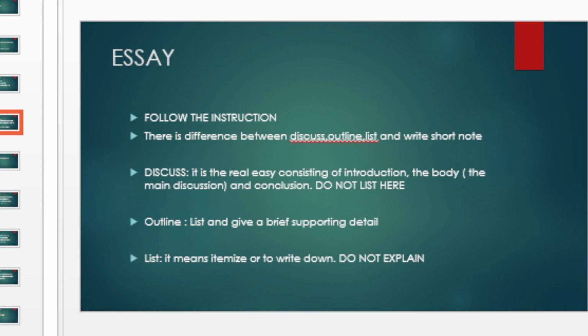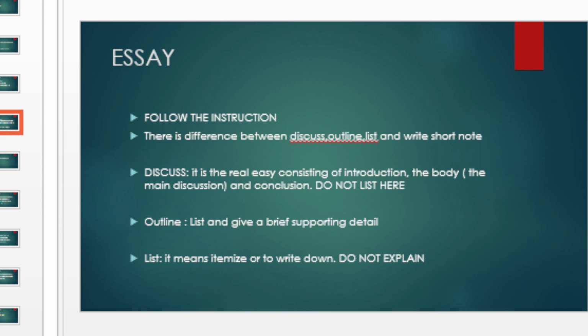While outline means that you list and give brief supporting detail, right? So if they say, talk about the non-modifiable risk factors for stroke, for example, if you mention race, you say the black race has been associated with increased risk for stroke, right? Or you mention age, you say it is commonly seen in the elderly, those that are 65 years and above. So it is important to note that outline means list and give brief supporting detail.